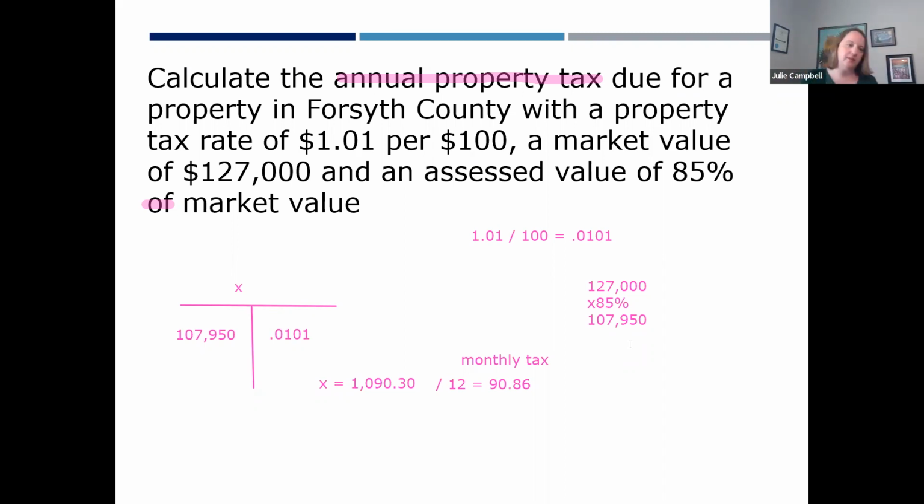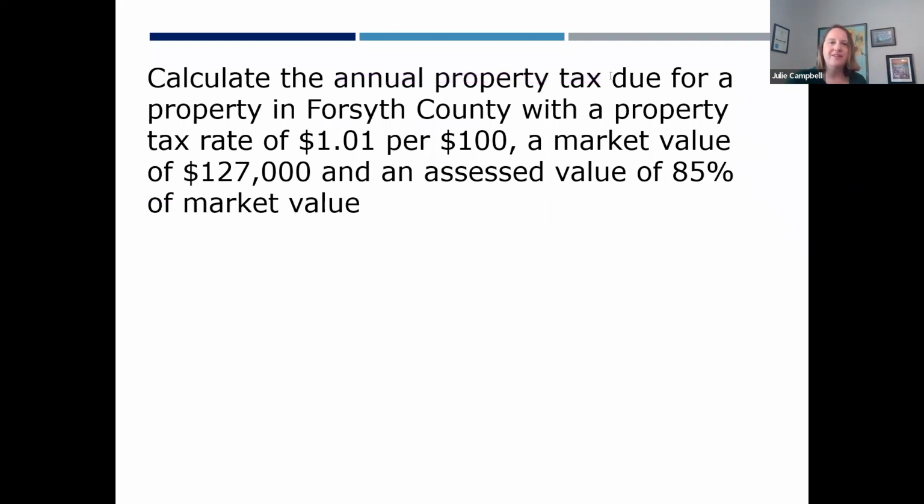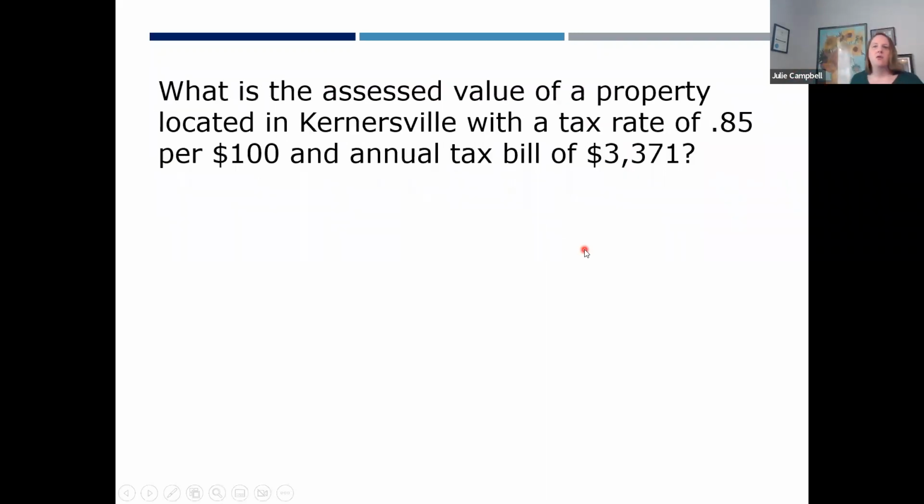We got to read the problem and we've got to know the formula. Isn't this fun? Let's look at another one. What is the assessed value of a property located in Kernersville with a tax rate of 0.85 per 100 and an annual tax bill of $3,371?